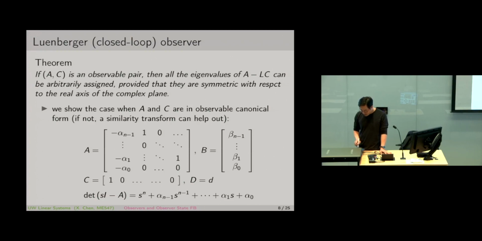Some quick observations. If A is in the observable canonical form, we know that the determinant of sI minus A will depend only on the first column of coefficients of A. Actually, it's s^n plus alpha n minus 1 s^(n minus 1), all the way to alpha 1 s plus alpha 0. That's a fact.